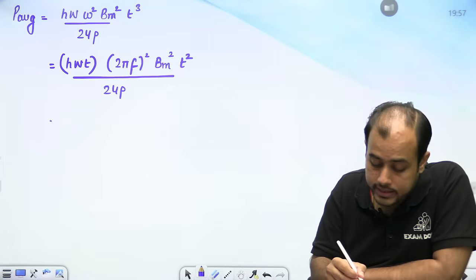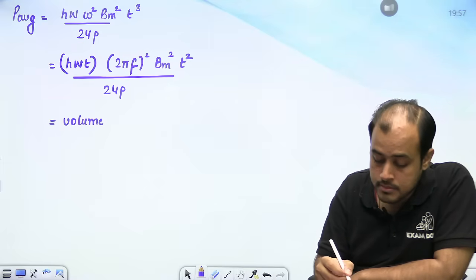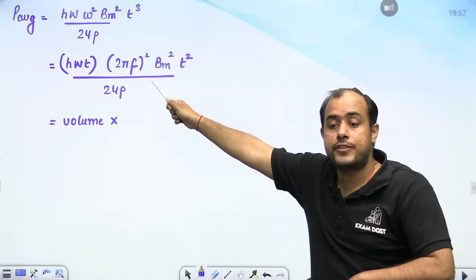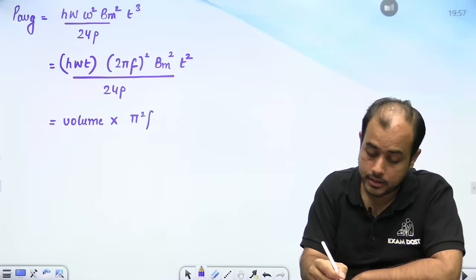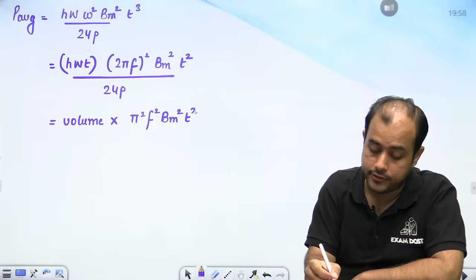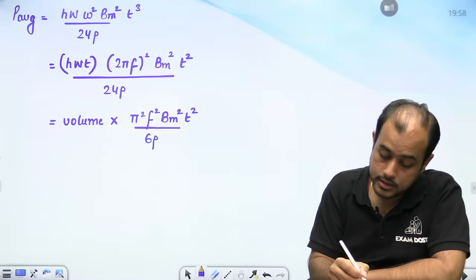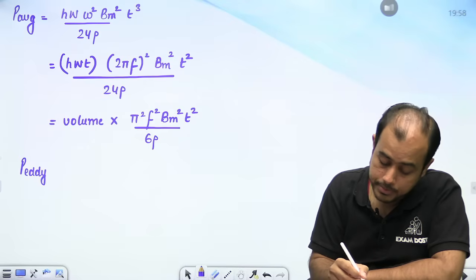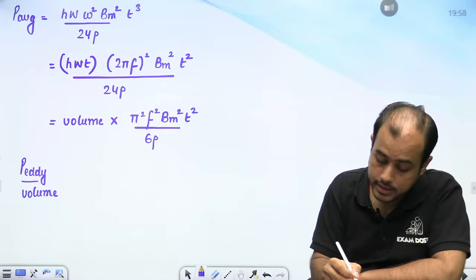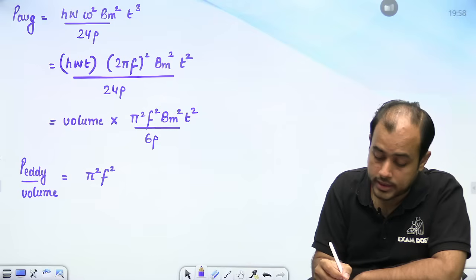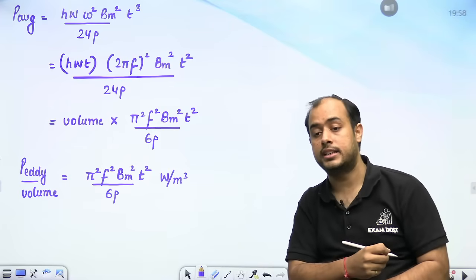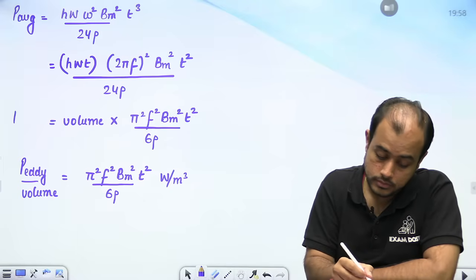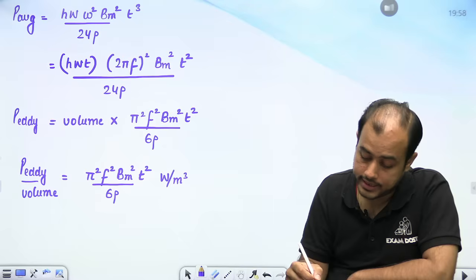तो बेटा height into width into thickness is volume. This is 2πf square, 4π square f square, 4/24 is 1/6. 4/24 is 1/6. So eddy current loss per unit volume is this formula that I told you in the first lecture. ये फॉर्मूला मैंने आपको पहले लेक्चर में ही बता दिया था बेटा। The unit is power per unit volume, watt per meter cube. Okay. So this is your eddy current loss.